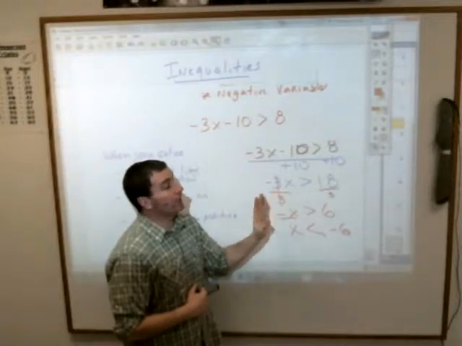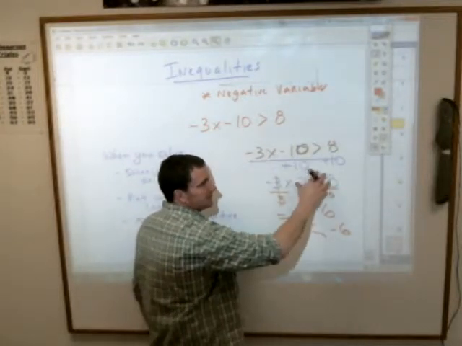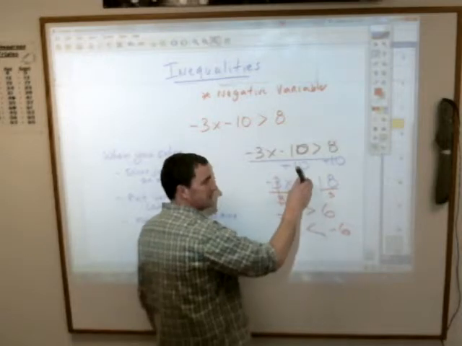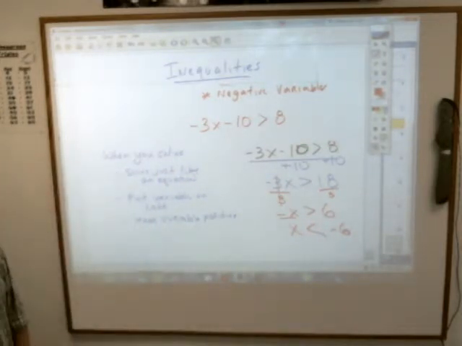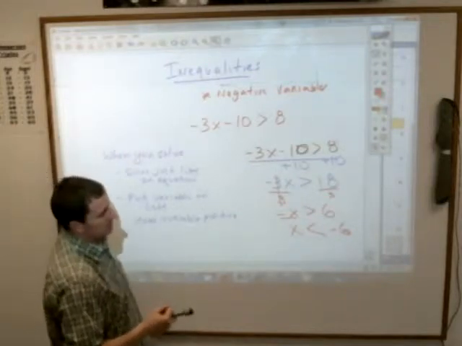Not when you add or subtract. I can add or subtract negatives and stuff. Adding and subtracting doesn't change the sign, but when you multiply or divide by a negative, the sign has to change to its opposite too. So it has to be opposite.